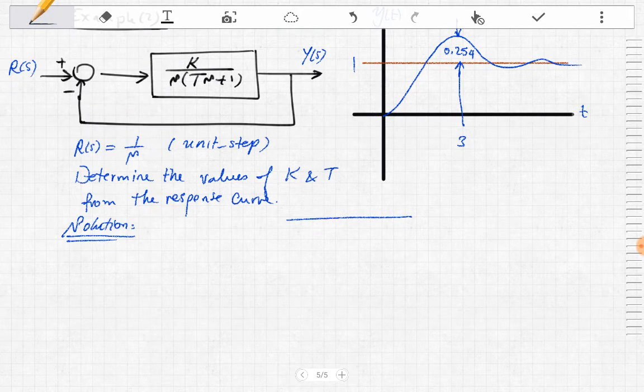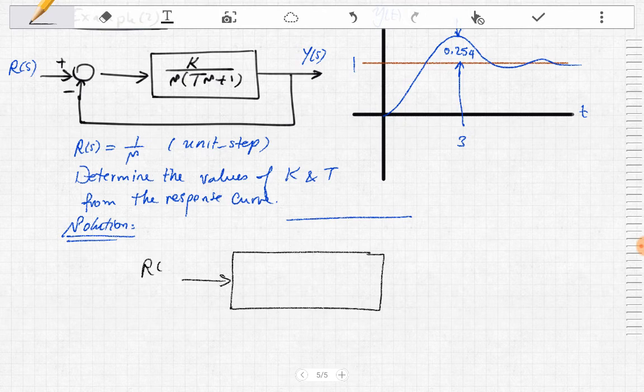If you can express the system by one block, where the input is R of S and the output is Y of S, that's what you need. You cannot use your second order system formula on this one alone. This is not the overall transfer function. The overall transfer function is Y over R, and this doesn't give you that, because there is a feedback here, right?